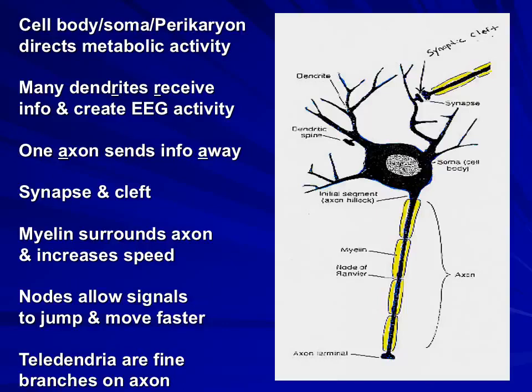Myelin surrounds the axon and it increases the speed of how fast these signals can travel. Myelin is a white milky substance, but in my picture here it's been shaded in as yellow.